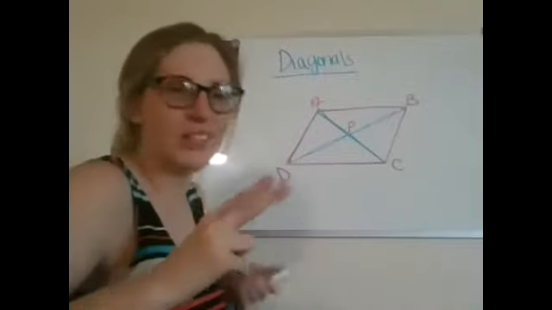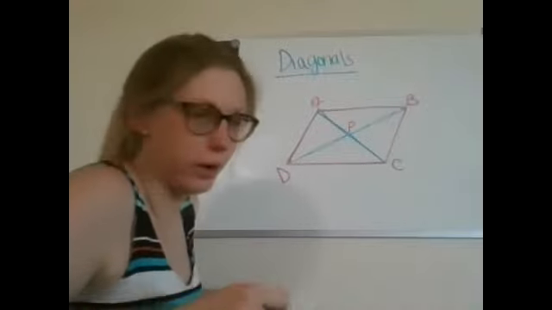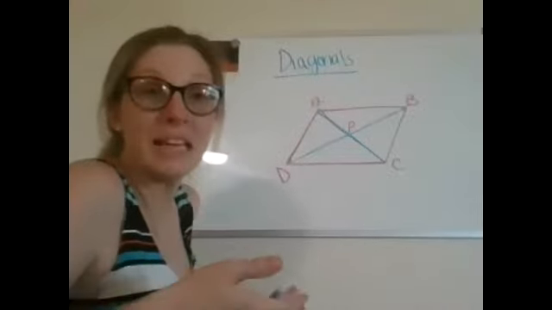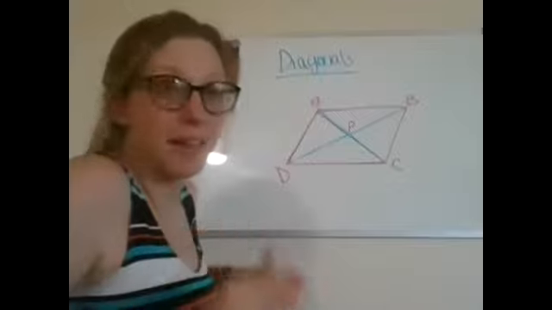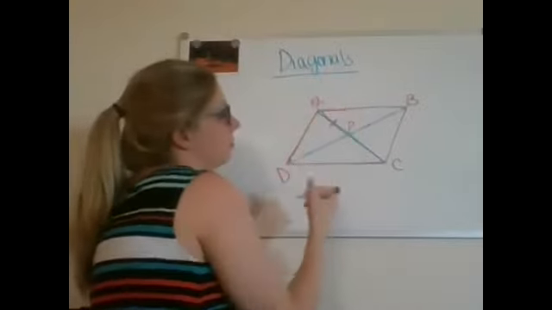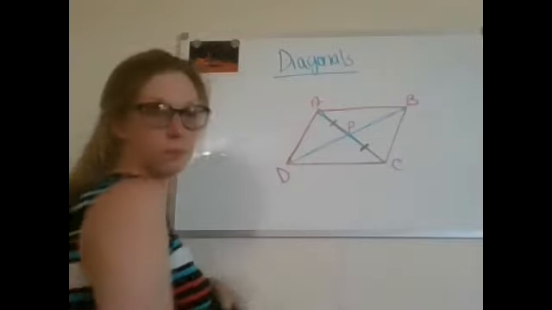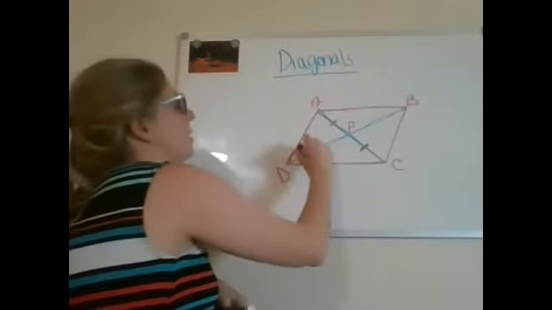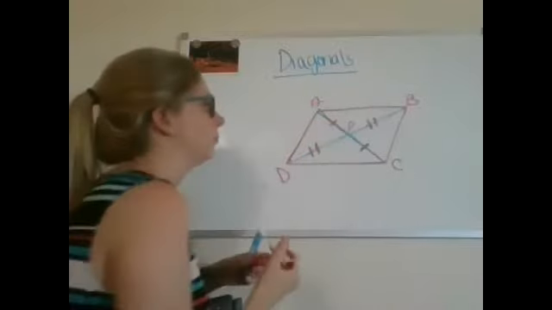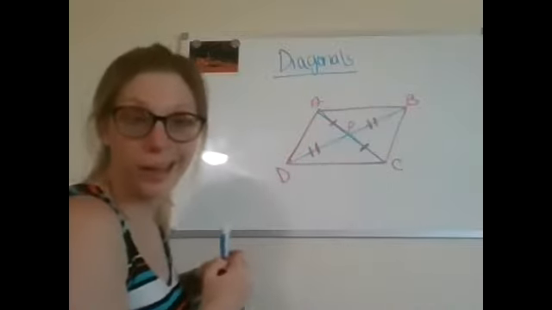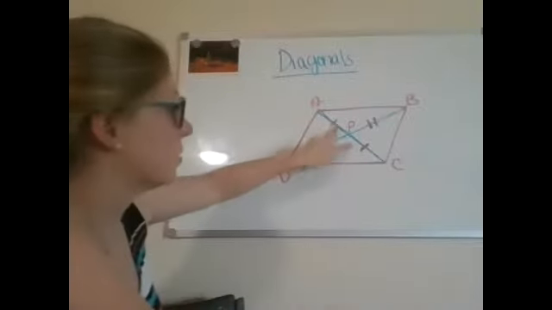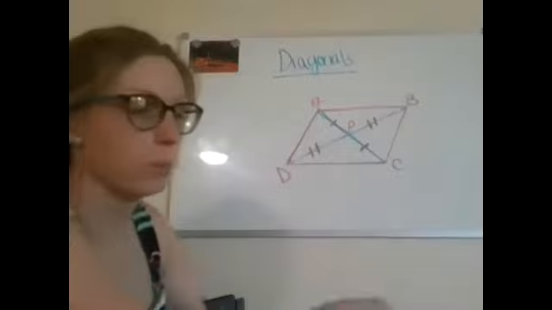And there are only 2 properties you got to know here. The diagonals bisect each other, meaning, remember bisect, they cut in half. So for this one, we would know that AP is congruent to PC, and DP is congruent to PB, okay? So it cuts that in half, opposite sides are equal. So these 2 are equal, these 2 are equal.